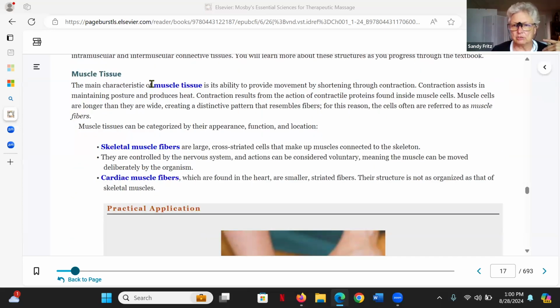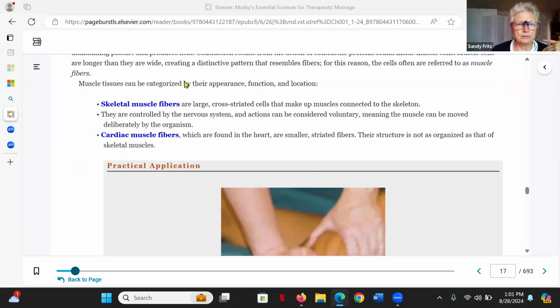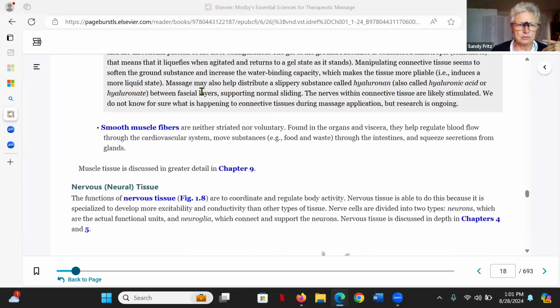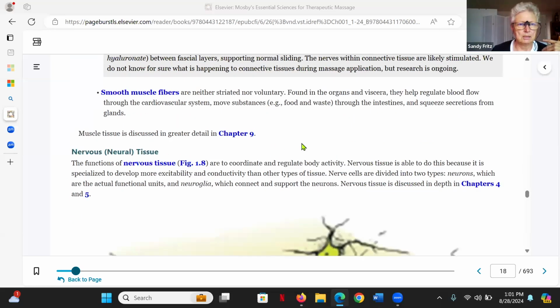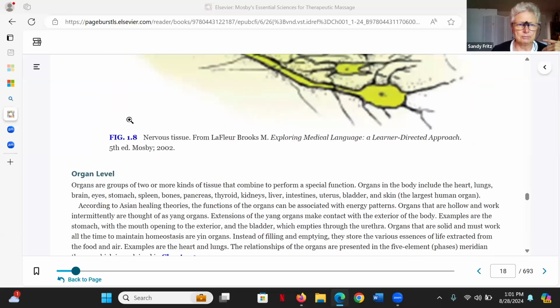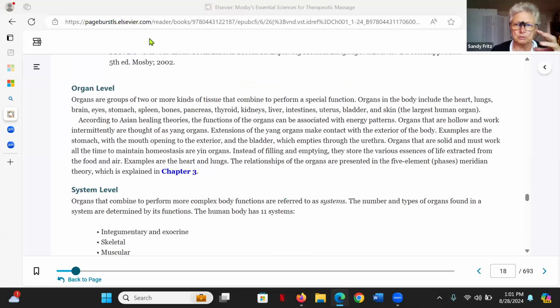Then we have muscle tissue, and there's 3 different types of muscle tissue. And we're going to concentrate on the skeletal muscle in chapter 9. And we have nervous tissue. And then these tissues come together and cooperate to create an organ or an organ structure. So an organ would be the heart. So it's got all of these tissues in it.